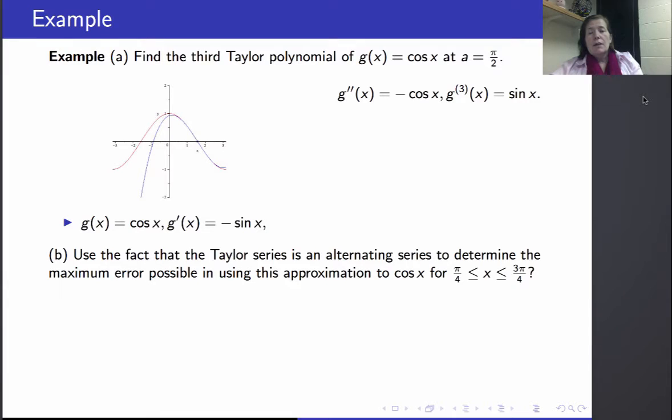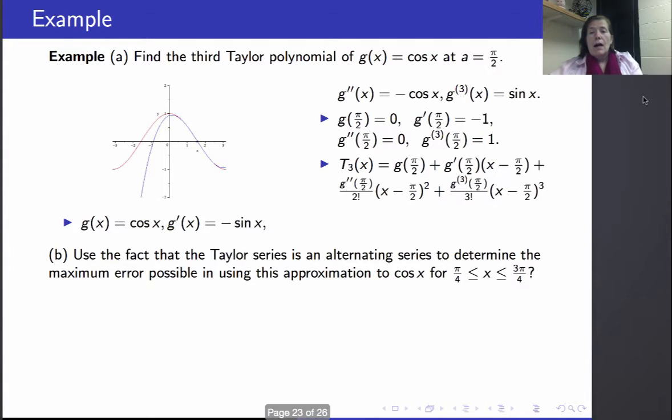So I need to find the first three derivatives of this function, and the 0th derivative is the function itself. It's cosine x. The first derivative is minus sine. The second is minus cosine, and the third is sine. And then I evaluate all of these at pi over 2, and I get a sequence 0, minus 1, 0, 1.